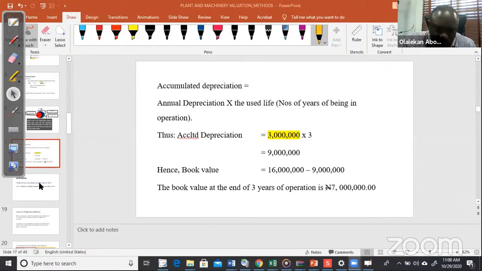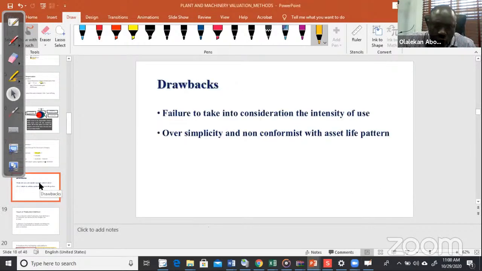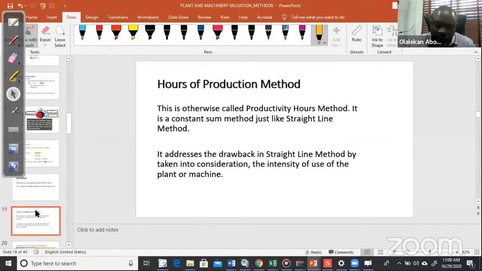Okay. So now we go to units of production. Okay, hours of production first. This is another method, the hours of production method. Our machine hour method is the same thing. Now, the hours of production method is another type of method that is a constant sum method. It's a constant sum method.